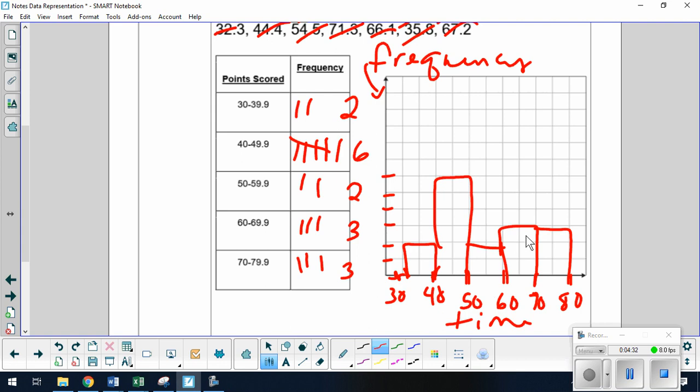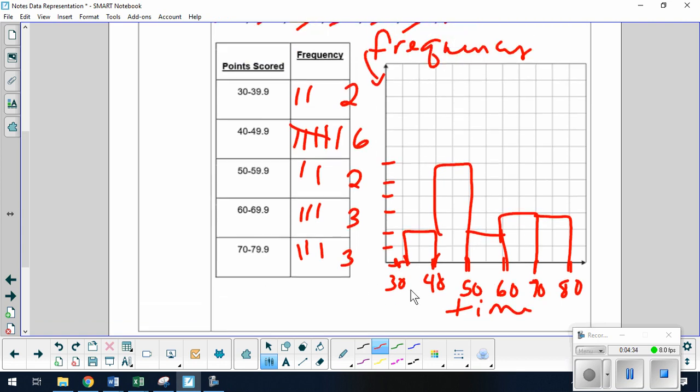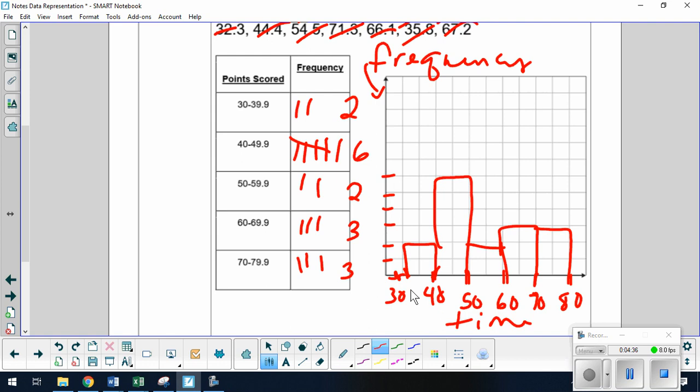That's a histogram. Now, in your assignment that you're going to be doing, you are going to do some interpreting of the histograms.